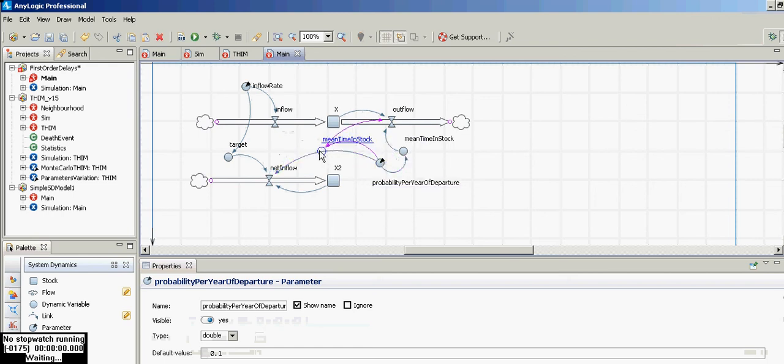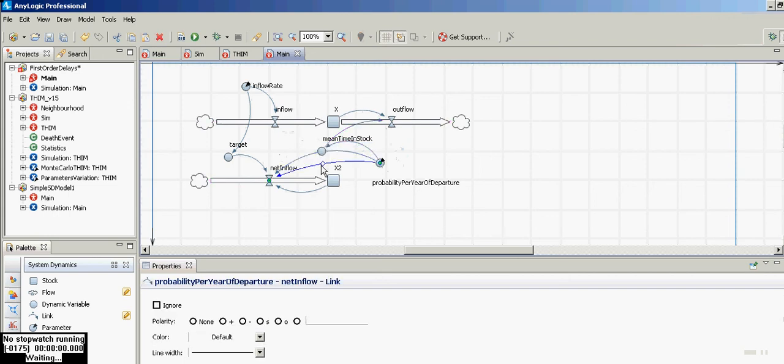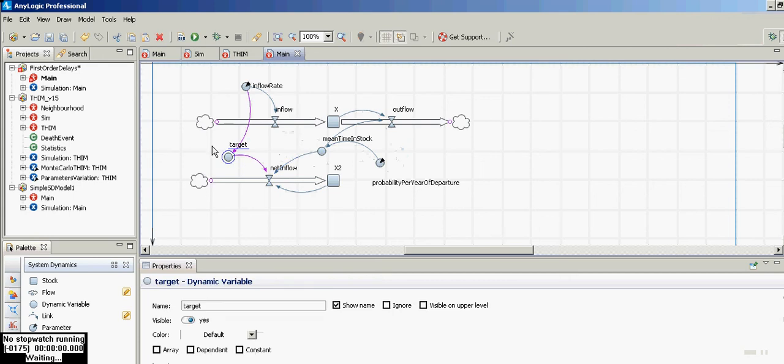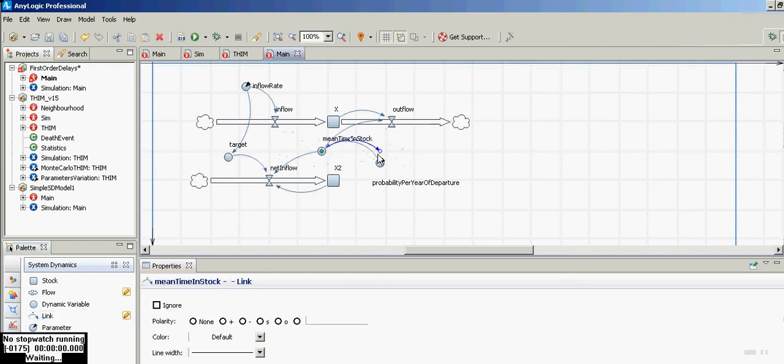Is anyone following this? The value for target is, yeah, X2 will be in stasis. It will be in balance when it equals target. Therefore, by the situation up here, that occurs when X is equal to inflow rate times this mean time. So here we just have the target is equal to the inflow rate times the mean time.